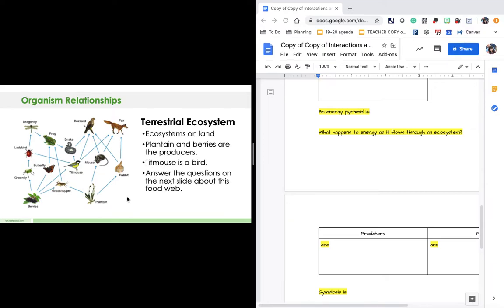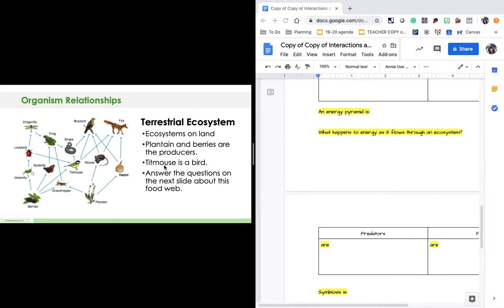Okay, terrestrial ecosystem. And this is an ecosystem on land. You could probably relate to this type of ecosystem better because we see this ecosystem in Midlothian everywhere. Plantain and berries are the producers, and remember there should be an arrow pointing to plantain and berries because they get their energy from the sun. And remember, the arrows are pointing to who's receiving the energy. So the green fly is getting its energy from the berry. The grasshopper is getting its energy from the berry, okay?